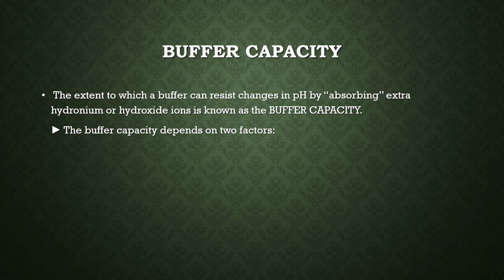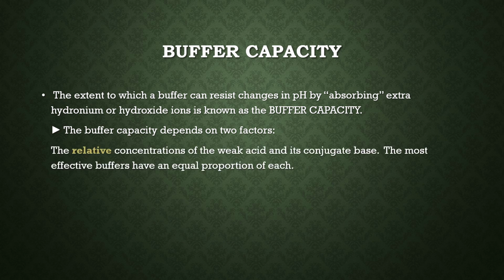Buffer capacity depends on two main factors. The first one is the relative concentrations of the weak acid and its conjugate base. The most effective buffers have an equal proportion of each. That's that equimolar thing I was telling you about before.